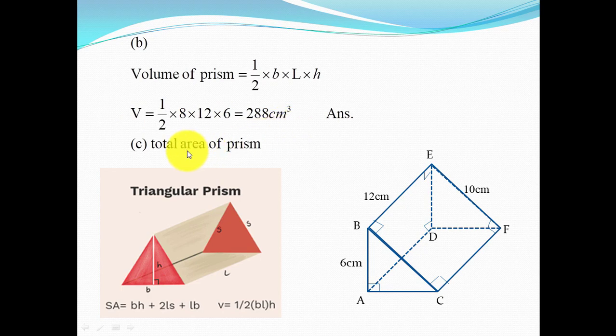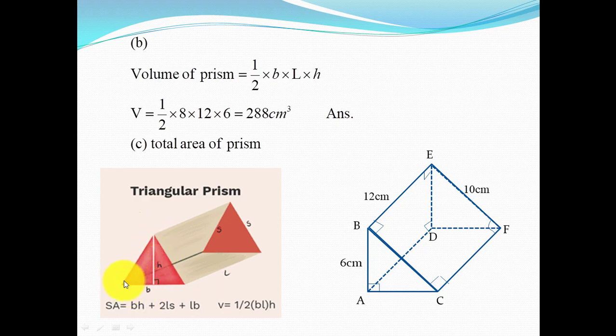And now the last part is the total surface area of the prism. We have to find the total surface area of the prism. First we compare our diagram with the previous diagram that we stated above. Its surface area will be equal to bh. What is bh? You can see here, b is the base length, and h is the length of this. b is this, and h is this length.